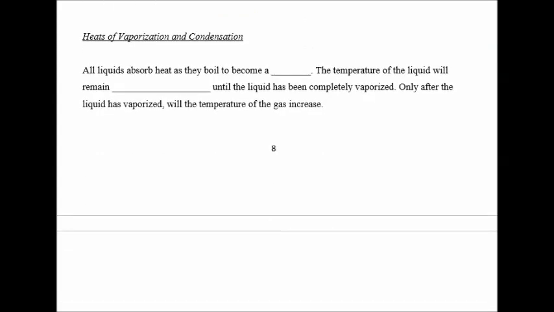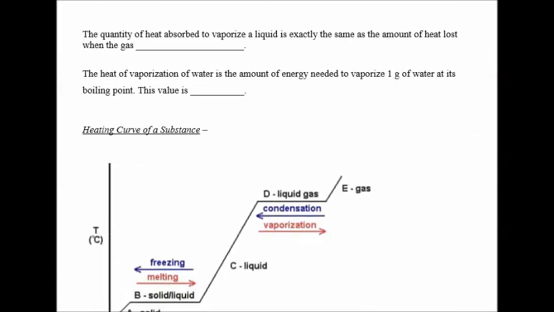Similar to heat of fusion is heat of vaporization and condensation. All liquids absorb heat as they boil to become a gas. The temperature of the liquid will remain constant during the boiling process. Only after the liquid is vaporized will the temperature of the gas increase. The quantity of heat absorbed to vaporize the liquid is the same amount of heat lost when the gas condenses.